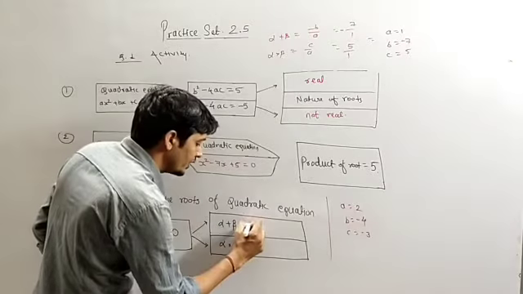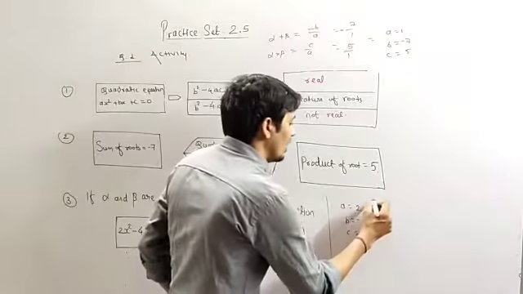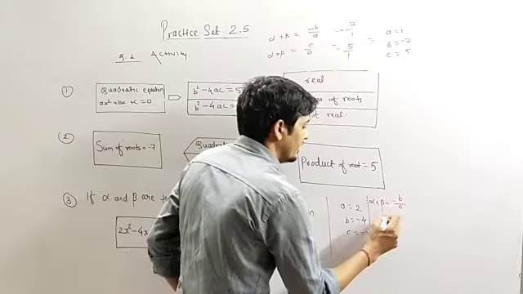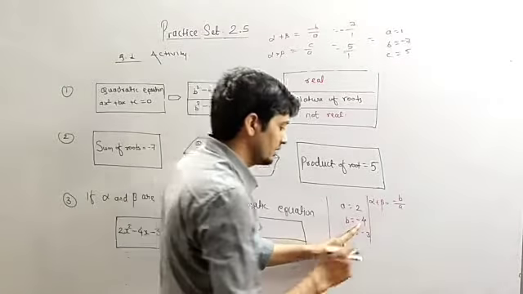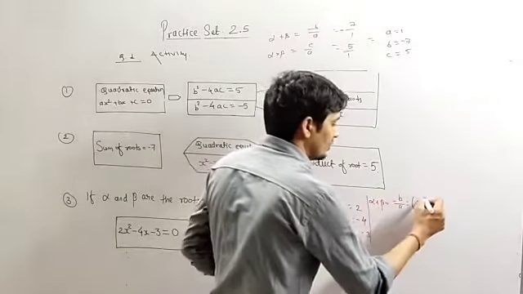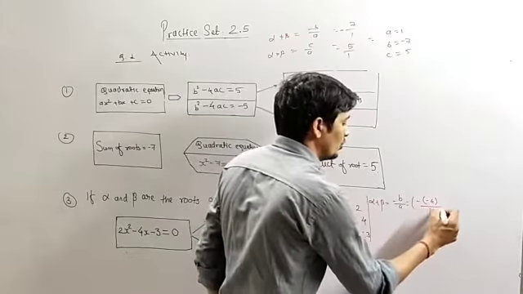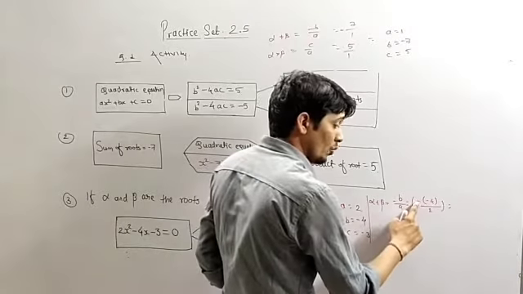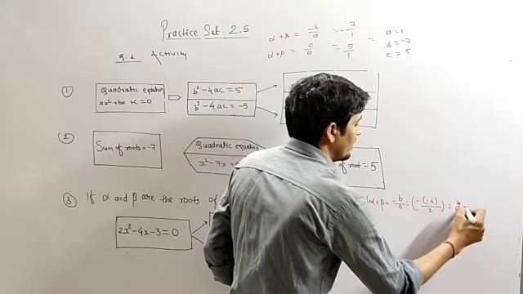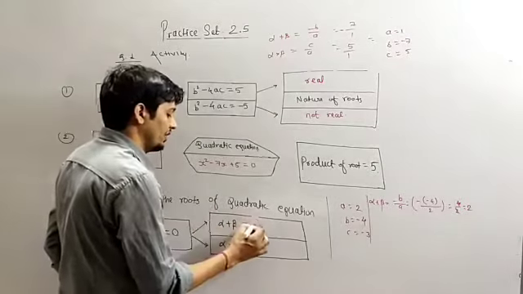We know alpha plus beta equals to -b divided by a. So alpha plus beta equals to -b divided by a. What is -b? What is b? It is -4, so we have to write minus, and here we have minus the value of b, -4, divided by a. A is 2. So when we open the bracket, minus into minus will become plus. So 4 divided by 2 is 2. So here we have alpha plus beta, that is the sum of roots, is 2.